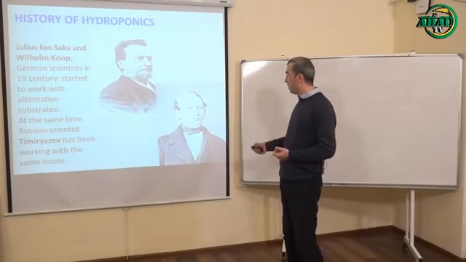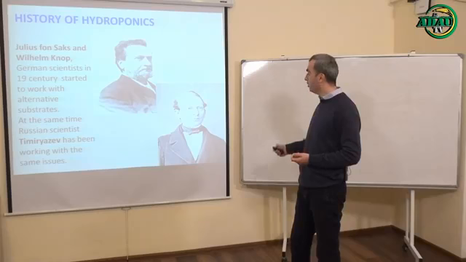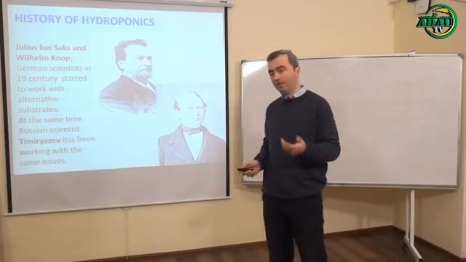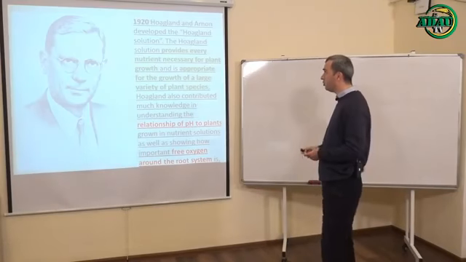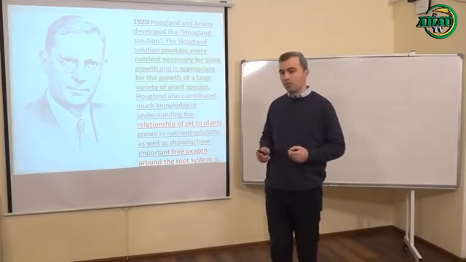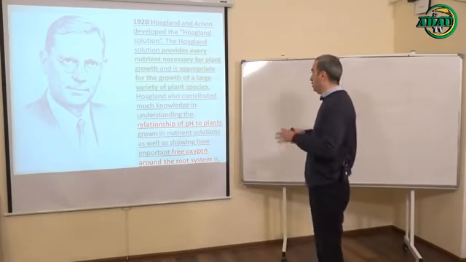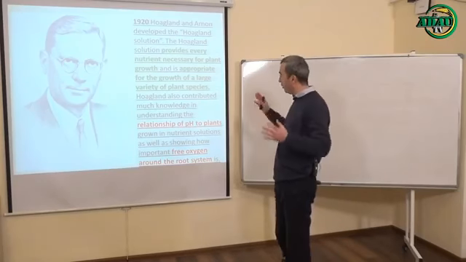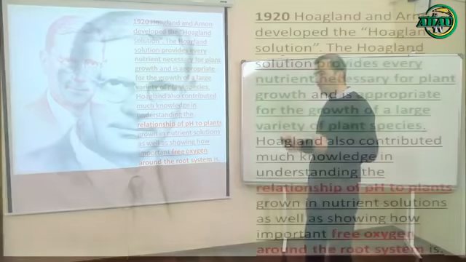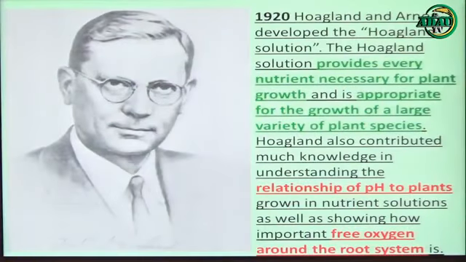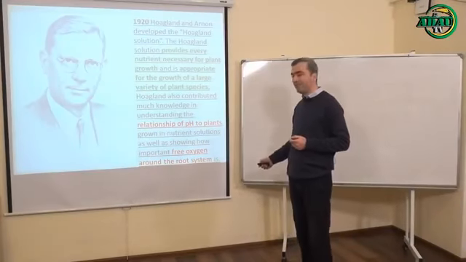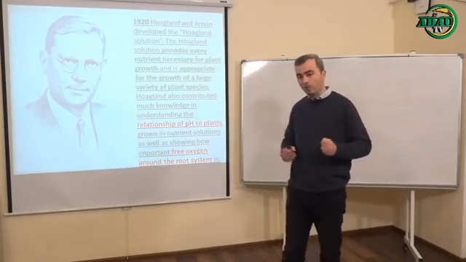Please remember this man, Wilhelm Knopp. I will touch on his name again later. Later on, another scientist, Hoagland, in 1920, was the first person who grew different varieties of plant species, and he was the first scientist to learn the correlation and relationship of pH to plants, and also the necessity of free oxygen for the plant roots.